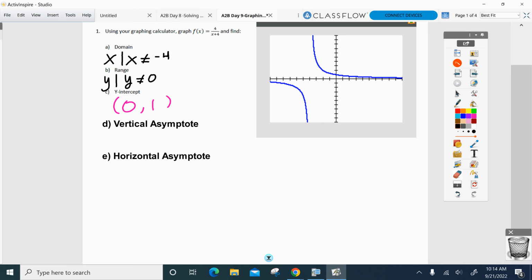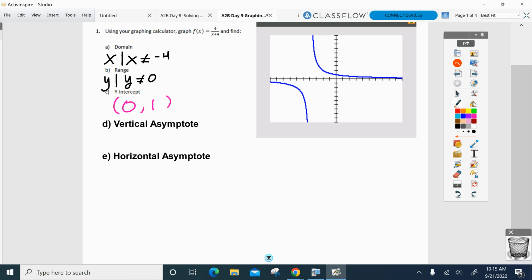Like, see, watch. That's not a vertical asymptote because it hits the graph. That's not one either because it hits the graph. Is there a vertical line I could draw in right now that won't hit the graph at all? What do you think? Where is it? You were right. Negative.